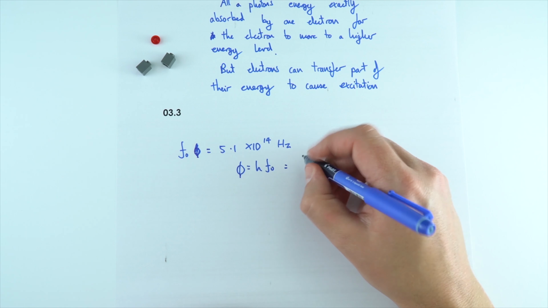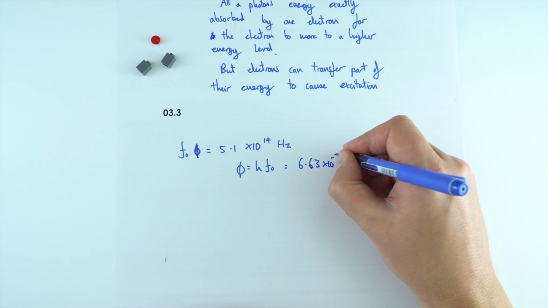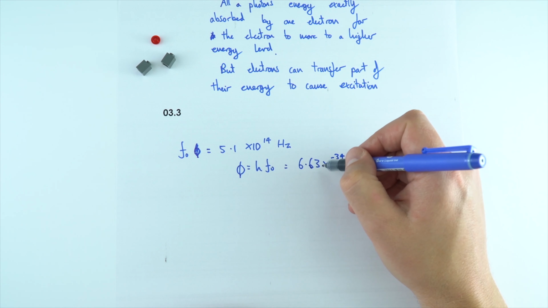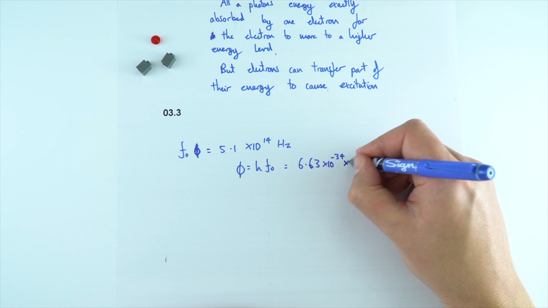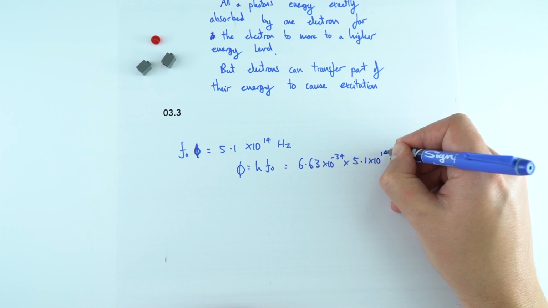So this is going to be equal to 6.63 times 10 to the minus 34. That's Planck's constant that you can find in the data book. And we're going to multiply this by the threshold frequency of 5.1 times 10 to the 14.